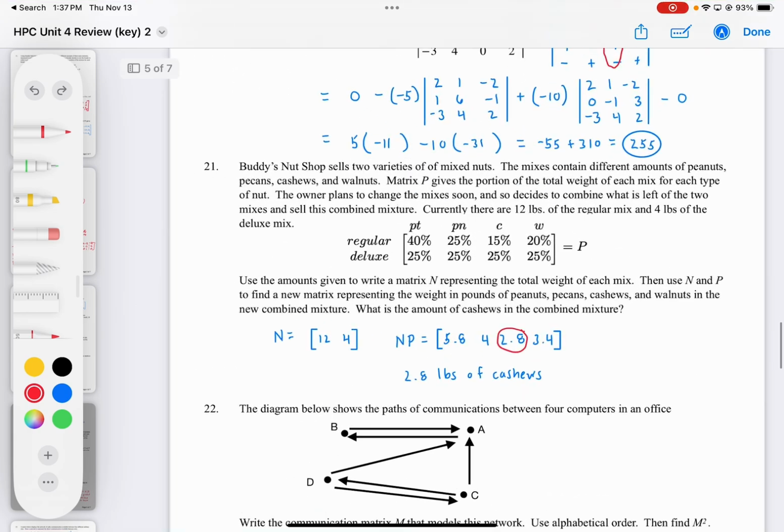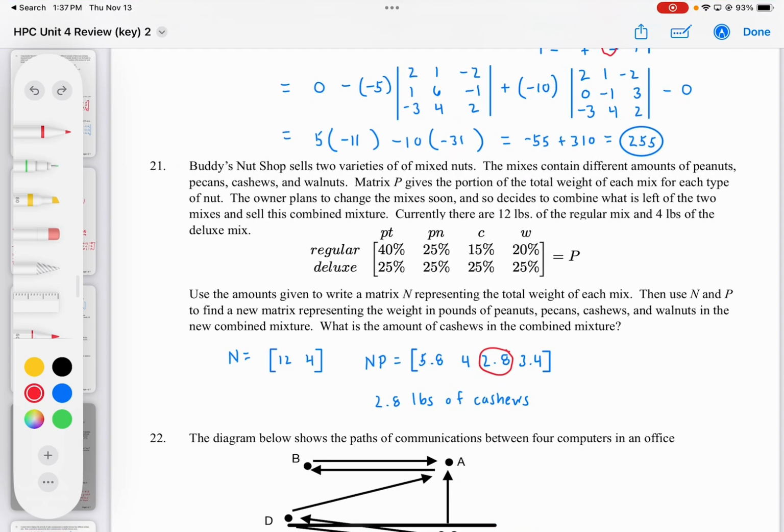Now, as far as some of the practical application problems, things that I want to mention, with 21, they tell you your mix of nuts that you'll have there. There's a regular and a deluxe. They give you P already. And then it says use the amounts given to write a matrix N representing the total weight. So they give you these values here, 12 pounds of the regular, 4 pounds of the deluxe.